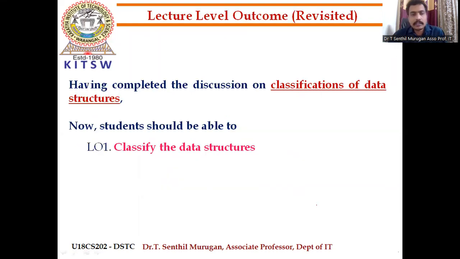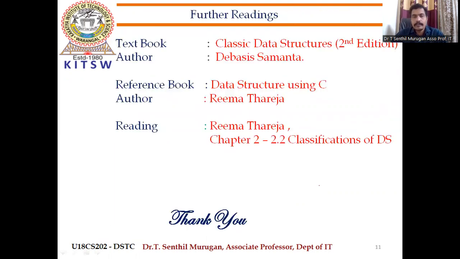So now we are at the end of the video lecture. Having completed the discussion on classifications of data structure, the student will be able to classify the data structures. So now you know which is array, which is tree, which is graph, and in what way we have to use them, and which is the list. List means the linked list. Those things we will discuss one by one in the further videos. Okay. For further doubts you can refer to the textbook, Chapter 2, section 2.2, classifications of data structure. I hope you enjoyed this video as well as understood what the classifications of data structure are.